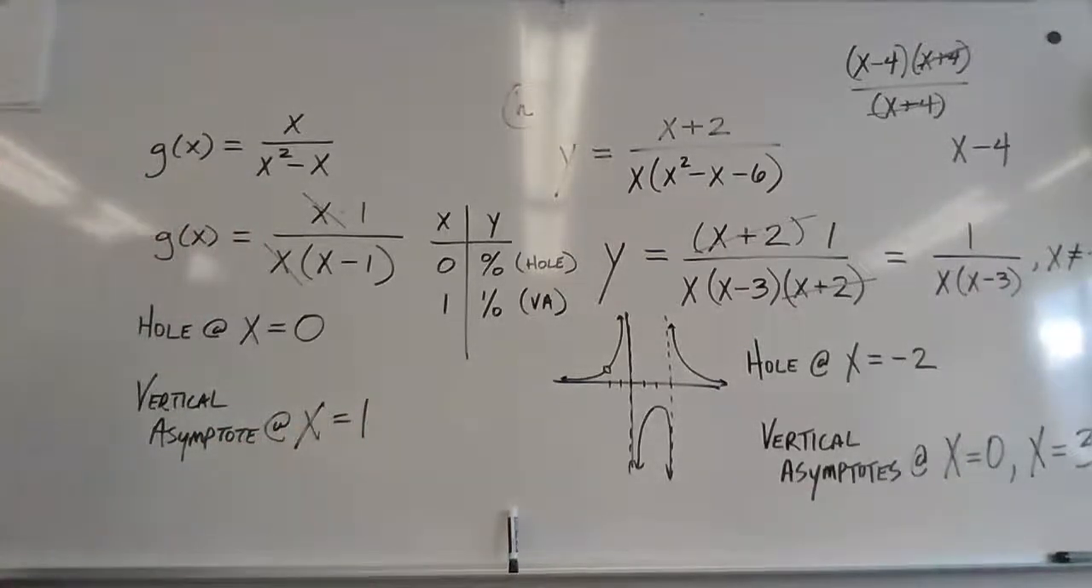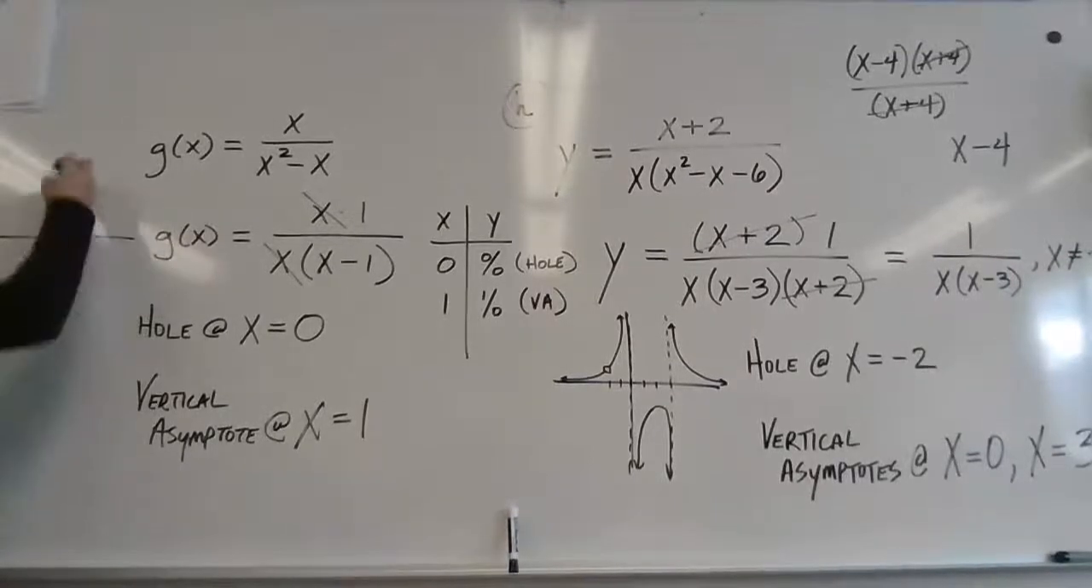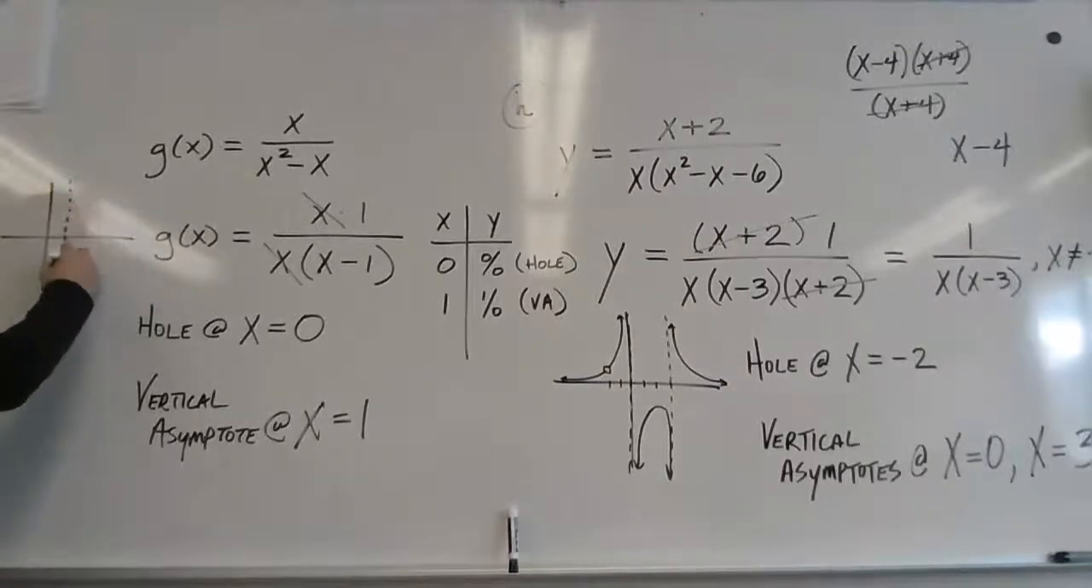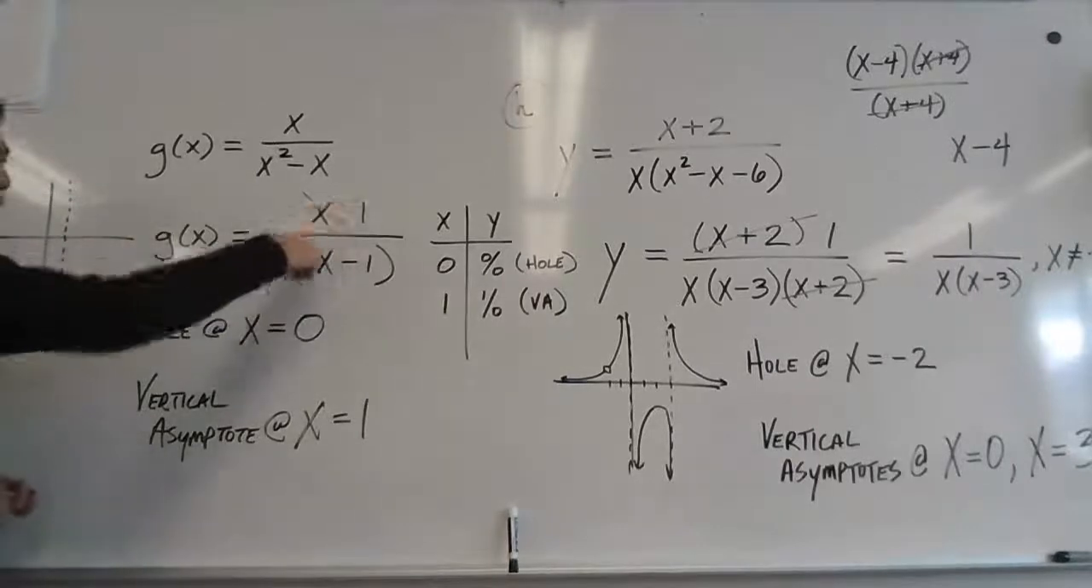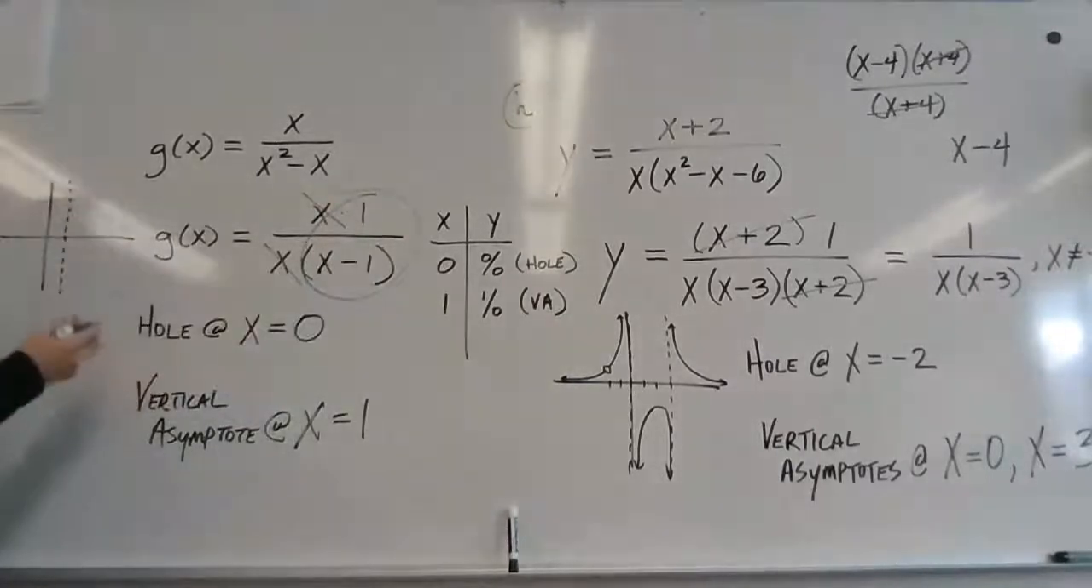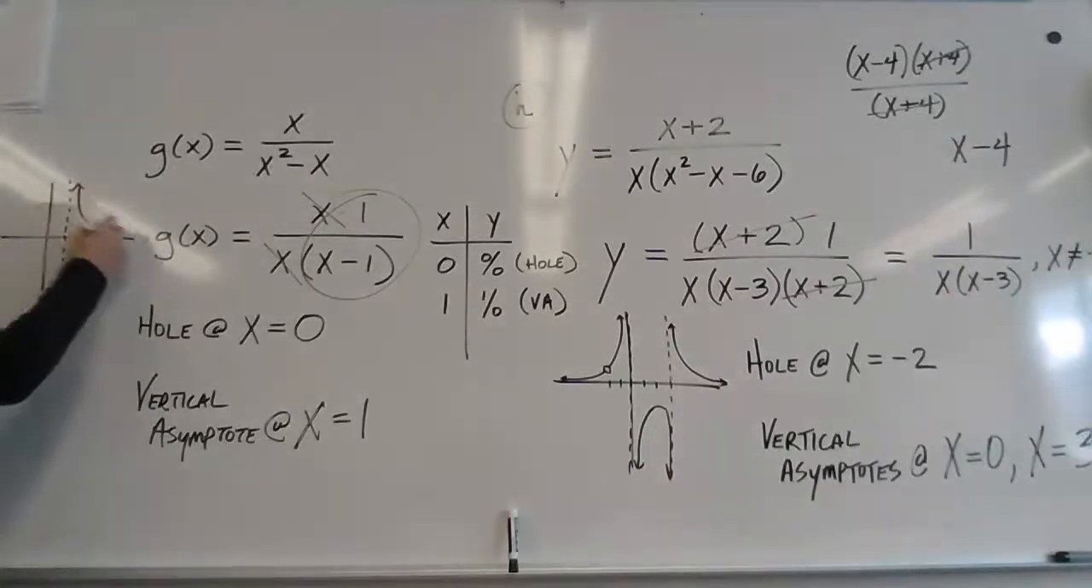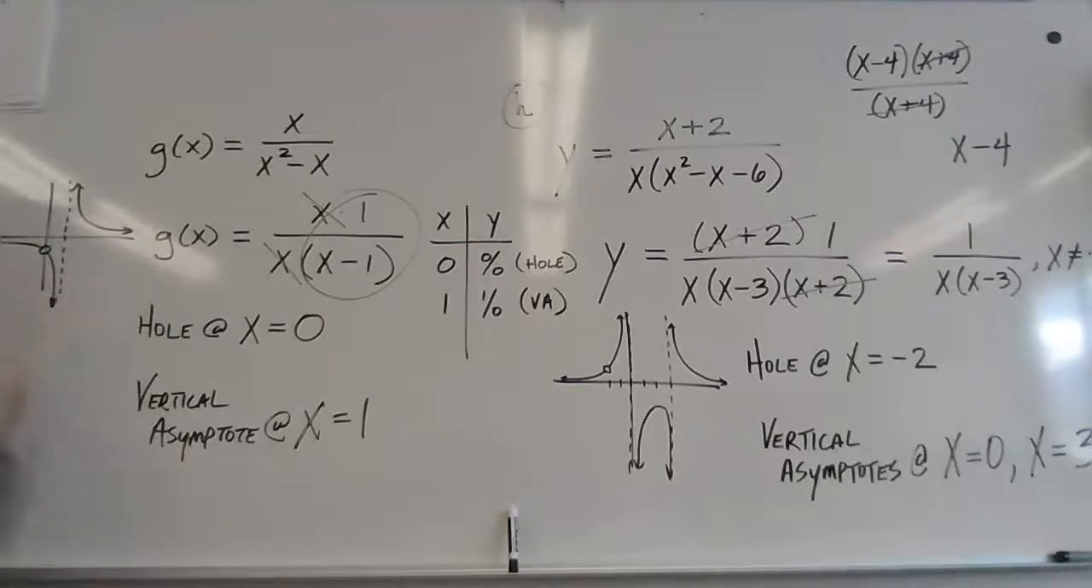Okay. And then if you're wondering, the graph would look like this, vertical asymptote at 1. I can just graph this function basically, but just make sure there's a hole at 0. So something like that.